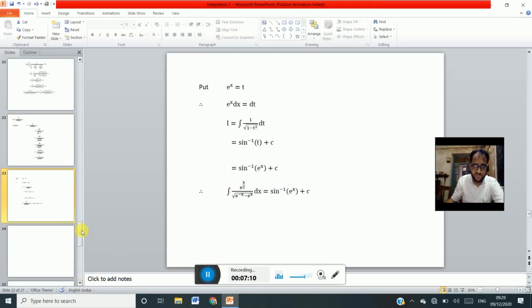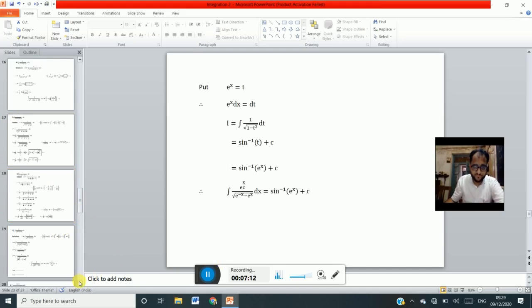So in this way we have to solve the examples of this type, and try to understand and try to solve other examples from the exercise also. Okay.